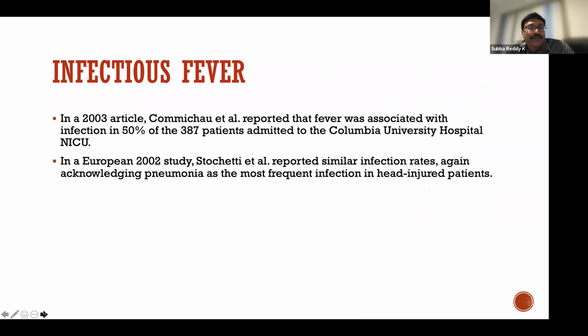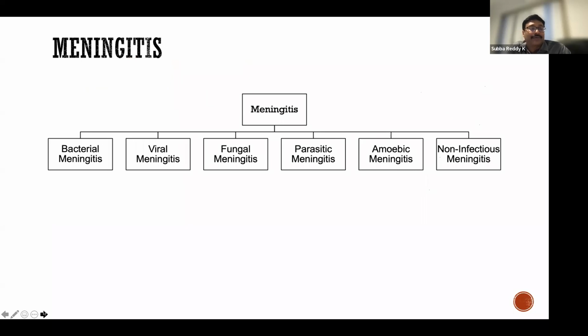So coming to the infectious fever. In one study, they showed that 50% of the time, the fever is because of infection, in around 387 patients when they studied. And again, in one European study, they showed similar infection rates. So 50% of the time it may be because of infectious causes, and 50% of the time it may be because of non-infectious causes. So we discussed non-infectious causes of fever. Then we'll move on to infectious causes of fever.